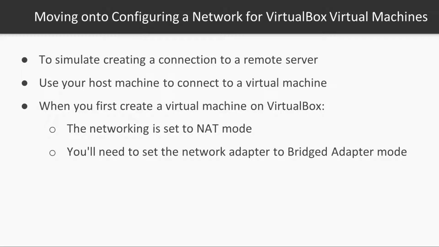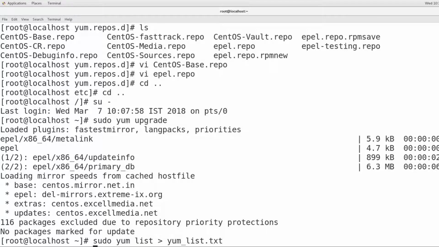Moving on to configuring a network for VirtualBox virtual machines. Some of our training scenarios will require you to simulate creating a connection to a remote server. You would do this by using your host machine to connect to a virtual machine. When you first create a virtual machine on VirtualBox, the networking is set to NAT mode. In order to connect to the virtual machine from the host, you'll need to set the virtual machine's network adapter to bridged adapter mode. Let's see how you can do this.